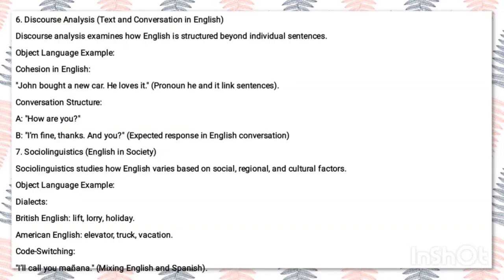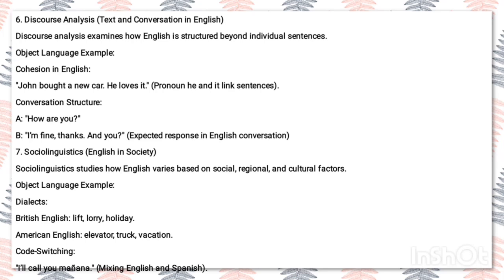Next one is discourse analysis, that is text and conversation in English. Discourse analysis is about studying how longer pieces of language, that is text and conversation, work and how meaning is built beyond individual sentences. Object language examples are cohesion. In English, we link sentences and ideas using pronouns and conjunctions. For example, John bought a new car. He loves it. That means the pronouns he and it link the sentences together.